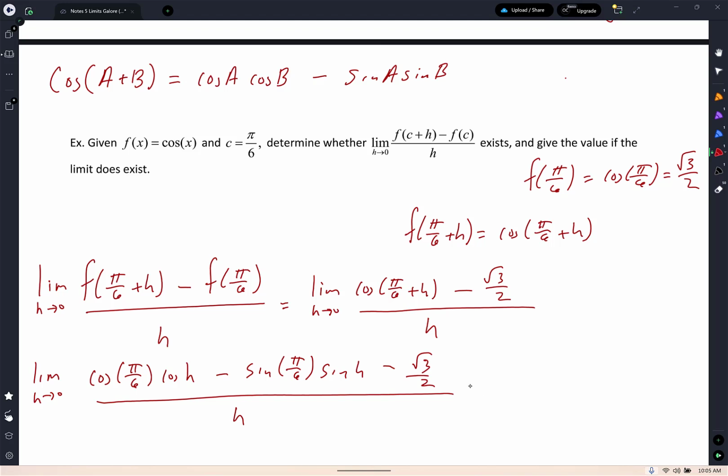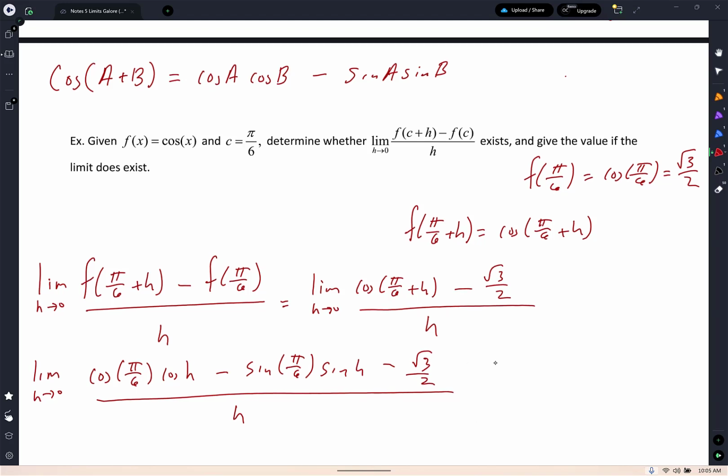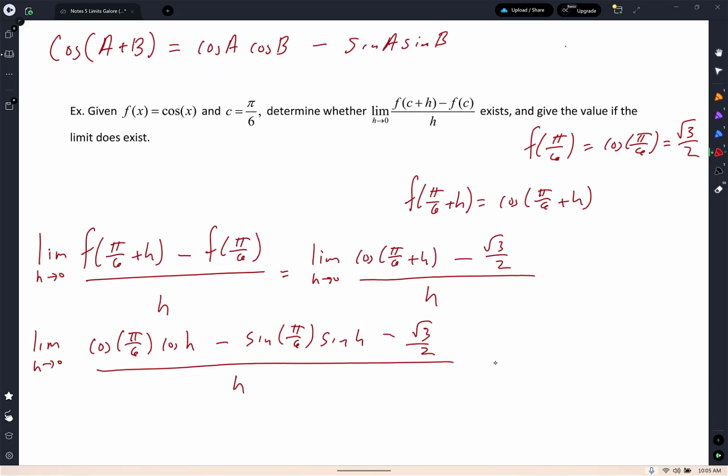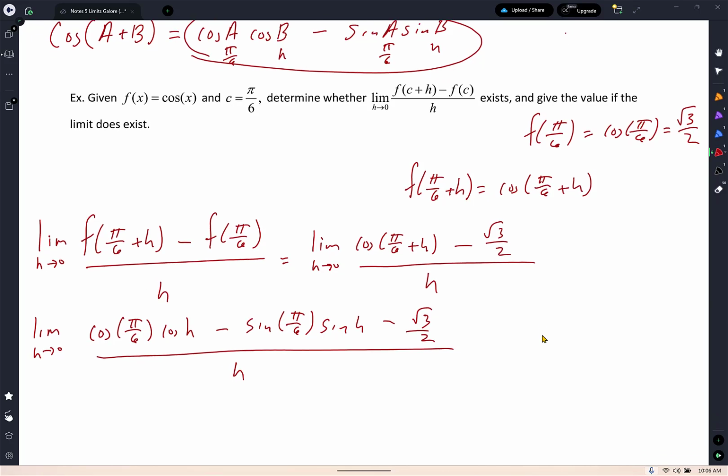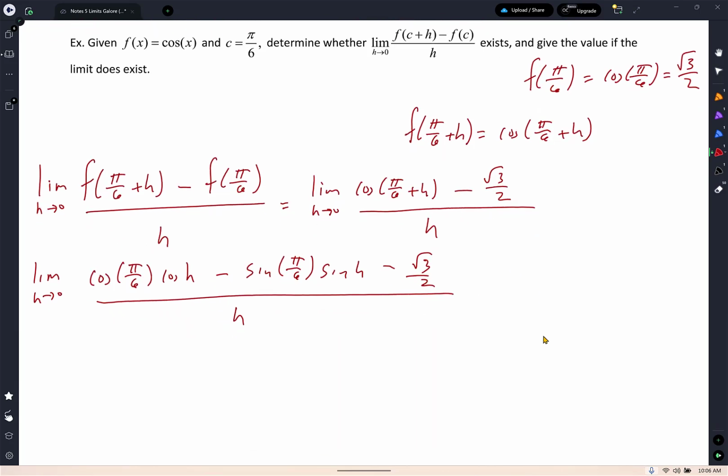And I'll slow down. All I did was use this, guys. The A was the pi over 6. The H was the B. From there, all right, guys, focus. Let me see if I can fit it in here.